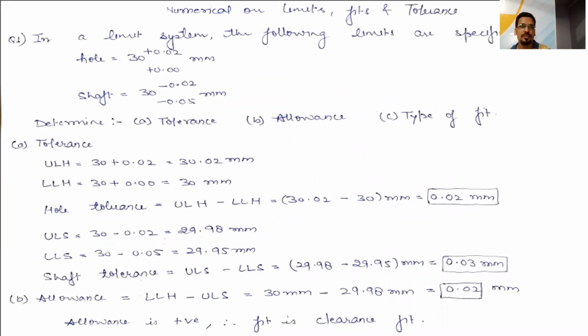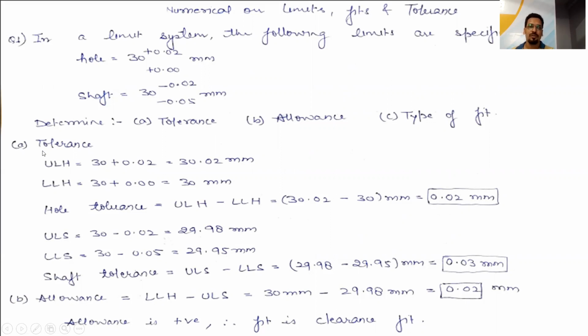The hole is given like this: hole size is 30, the upper tolerance is plus 0.02 and the lower tolerance is 0. The shaft is of size 30, the upper tolerance is minus 0.02 and the lower tolerance is minus 0.05 mm. So you have to determine the tolerance as well as the allowance and the type of fit according to this question.